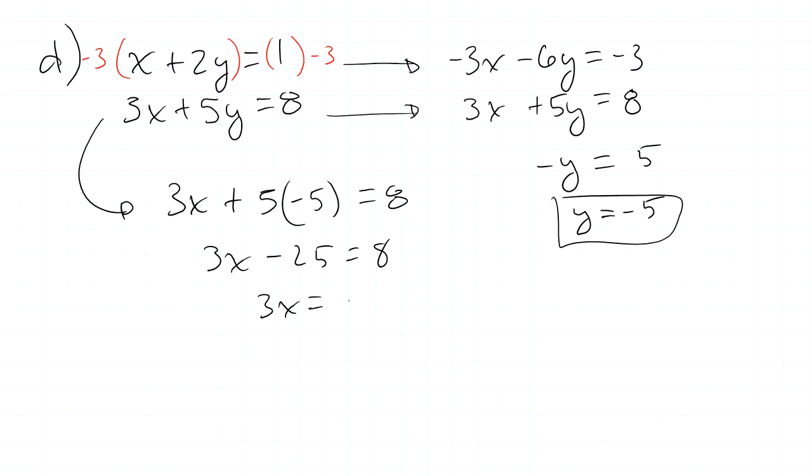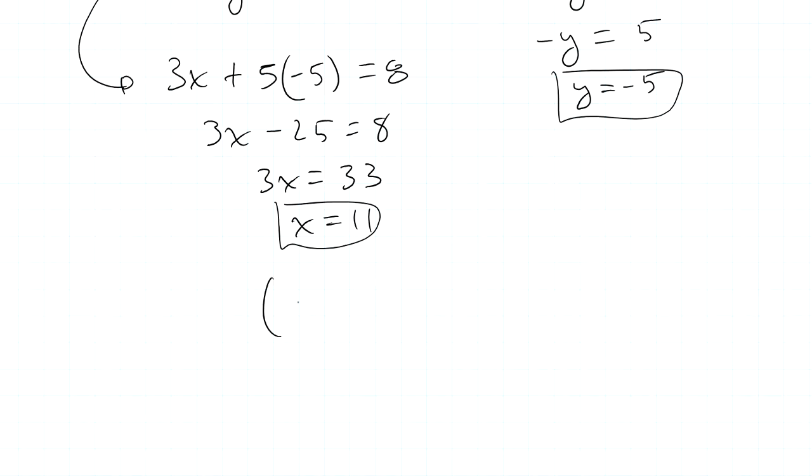Therefore, 3x equals positive 33. And when I divide both sides by 3, I get that x is the number 11. So my solution should be x is 11 and y is -5.